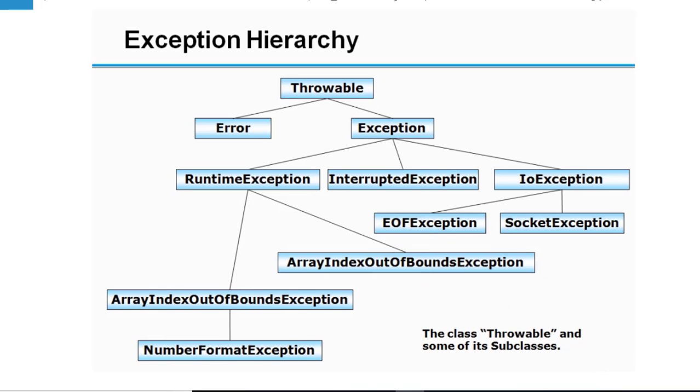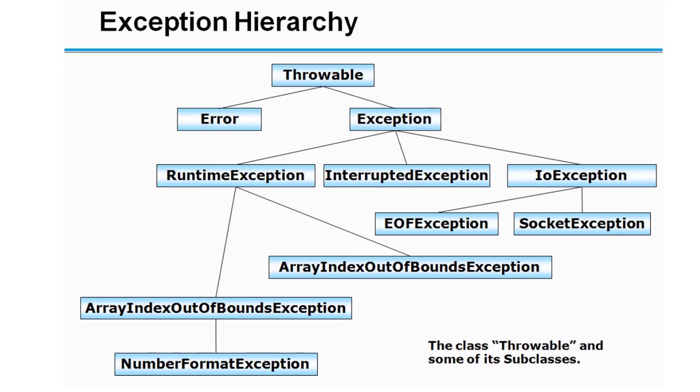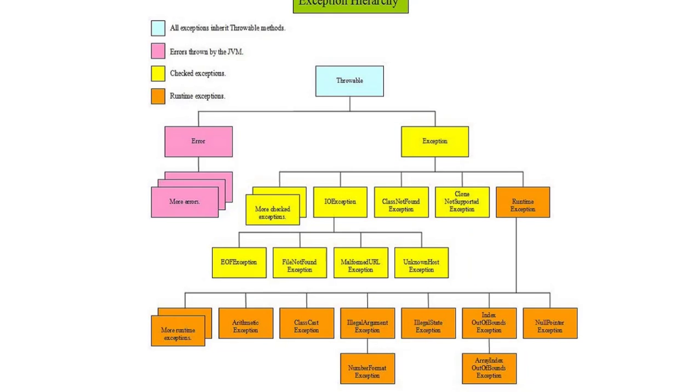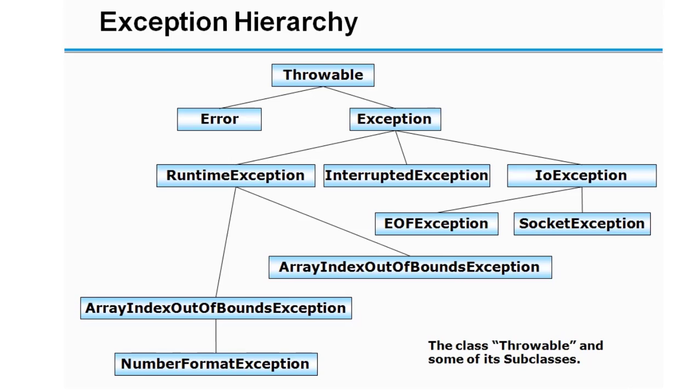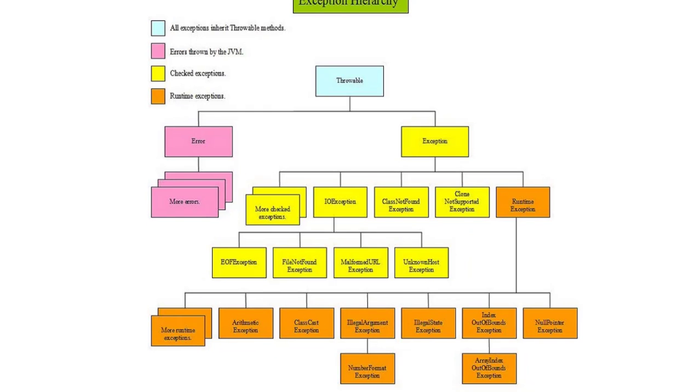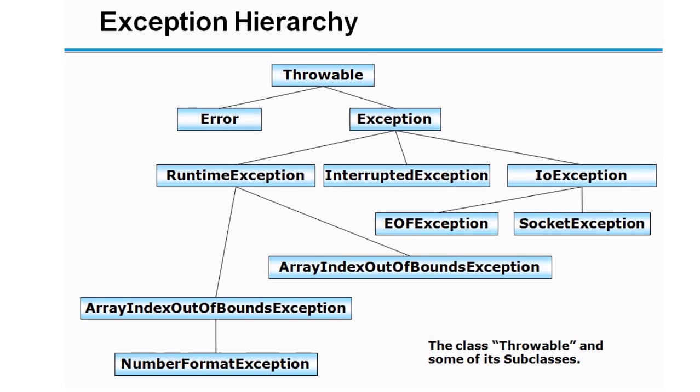Now just look here, exception hierarchy. Already this diagram and this diagram are the same. Only the color combination is available in this diagram. This is more helpful. Okay, the same diagram is available here. Look, Throwable has the Error class and Exception. All are classes, all are objects in Java. The class Throwable and some of its subclasses. This is the summarized way.